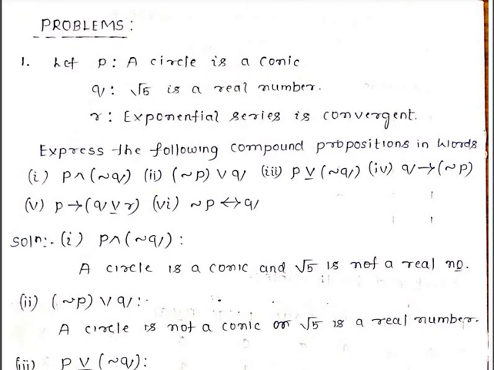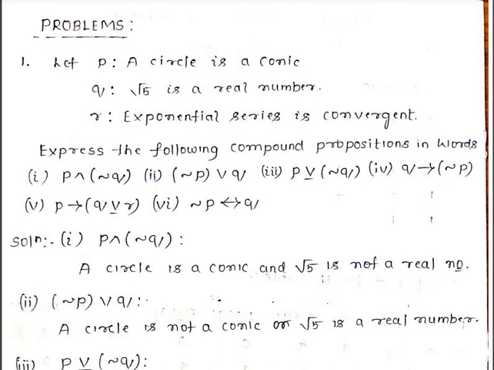Whatever propositions they have given, based on the logic connectives, we have to express those in terms of words. The first one is P conjunction negation Q. What does P have? A circle is a conic. Write down the same: a circle is a conic. As we have conjunction here, you have to insert the word "and".